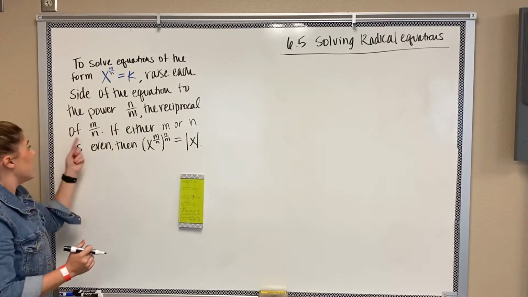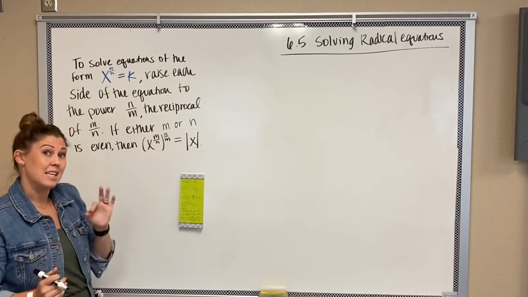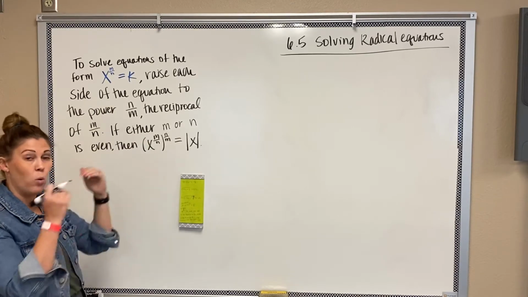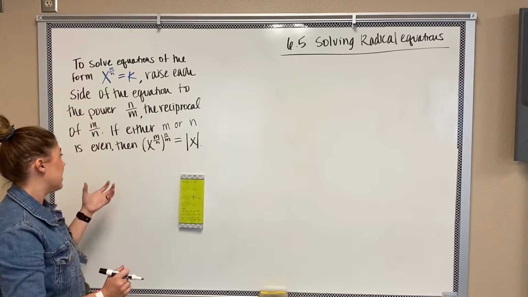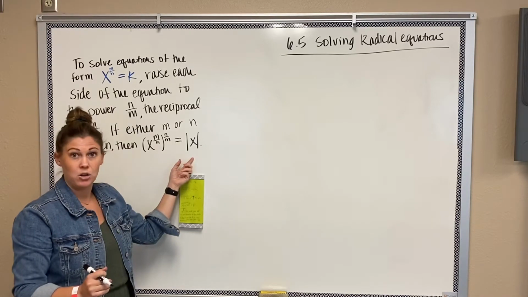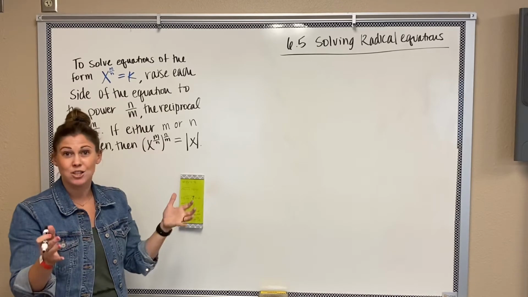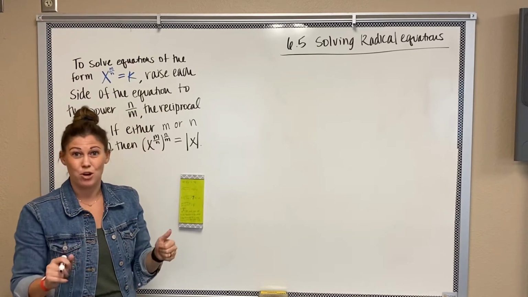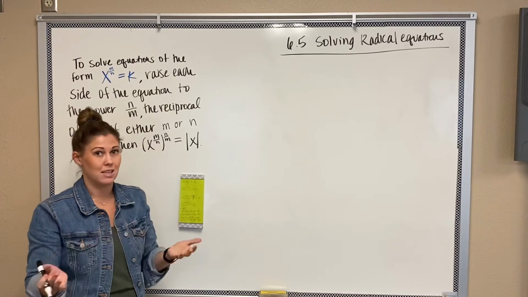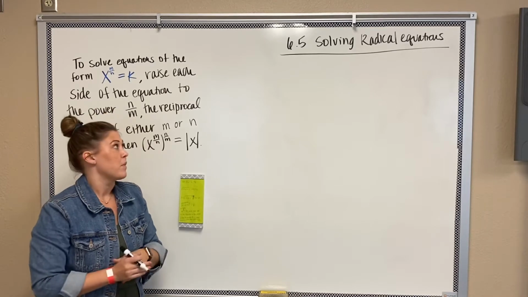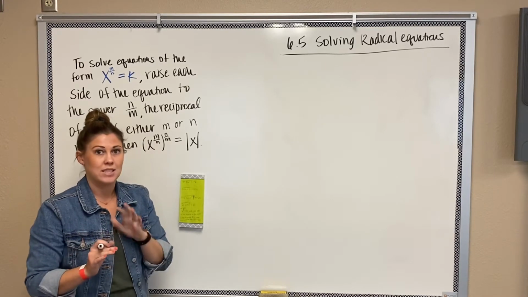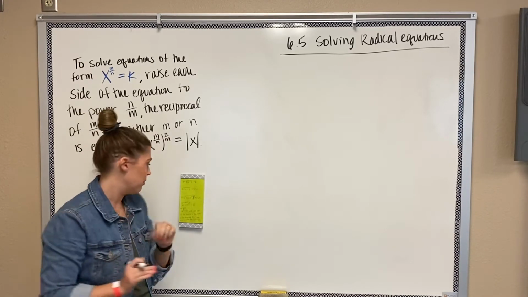If either m or n is even, then you have to take it one step further and take the absolute value of both sides and then figure out your answers. Plug them back in to see if they work as far as negatives, because remember you can't take the square root of a negative number. So we're going to have to do that. Let's take a look at two practice problems.